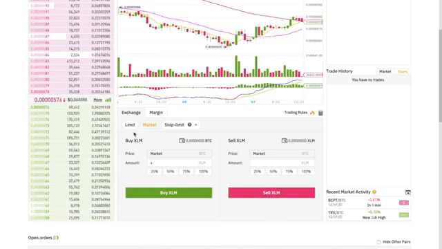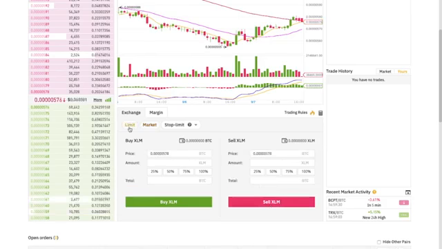So what I'm going to do is take you through limit. What limit does is it allows you to define the price you either want to buy at or sell at. So you have the price in Bitcoin here. So what you can do is you can actually edit this. So you may want to say, well, I don't want to buy this at the market price. I want to buy that slightly below.